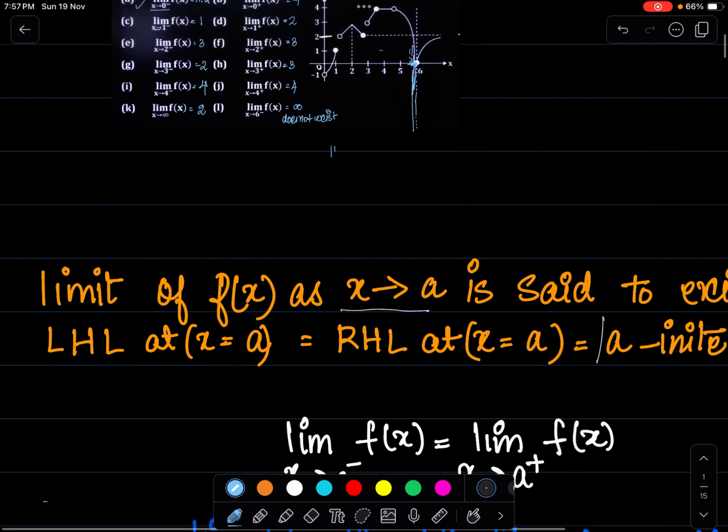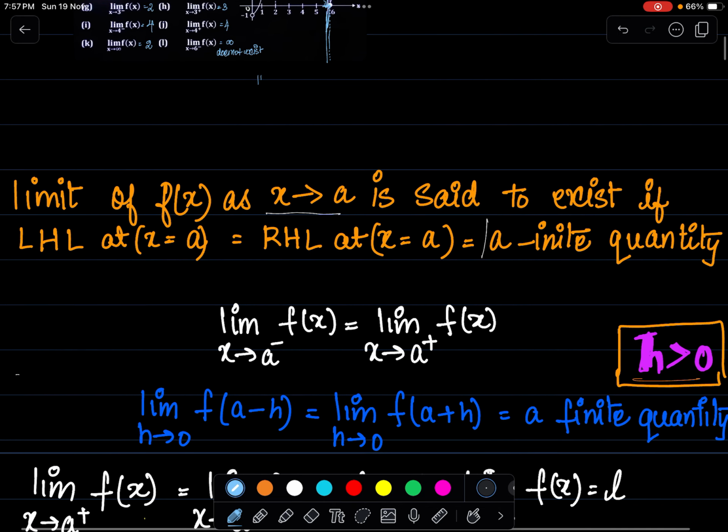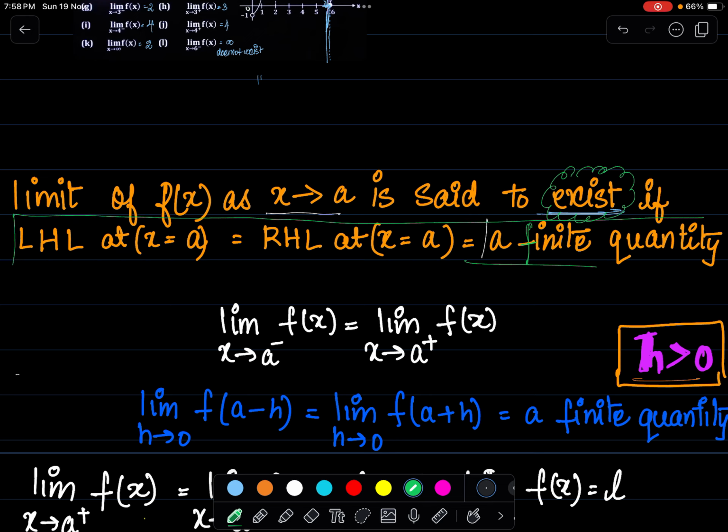Now, one important thing that we need to understand is: when can we say the limit exists? When can I talk about the existence of a limit? I can talk about it when the left hand limit is equal to the right hand limit, and that should be equal to a finite quantity. It should be a finite quantity. Then only I can say the limit exists.